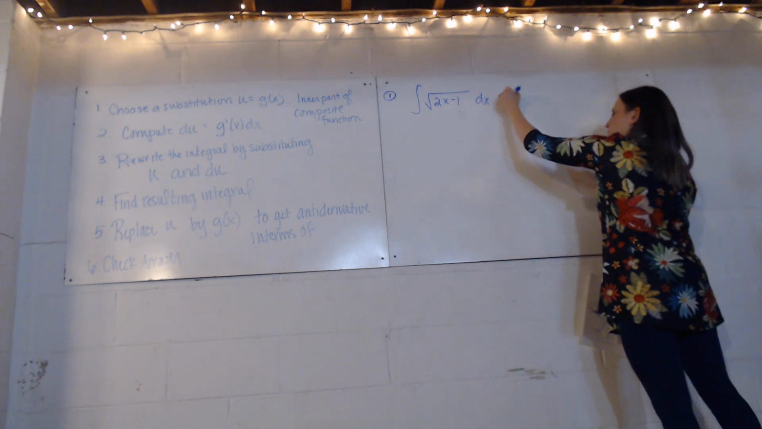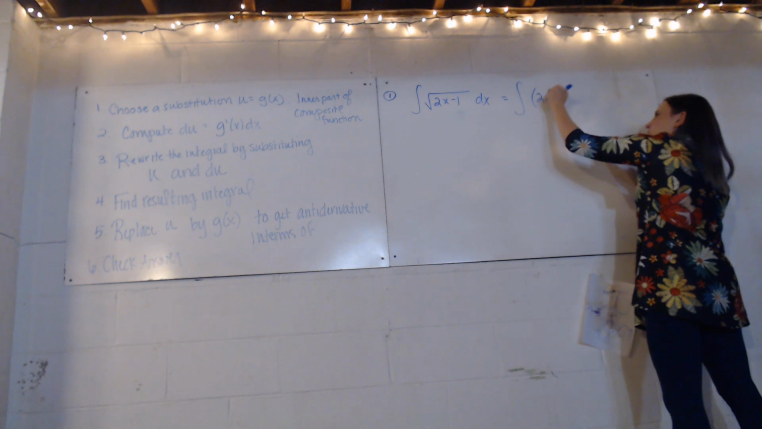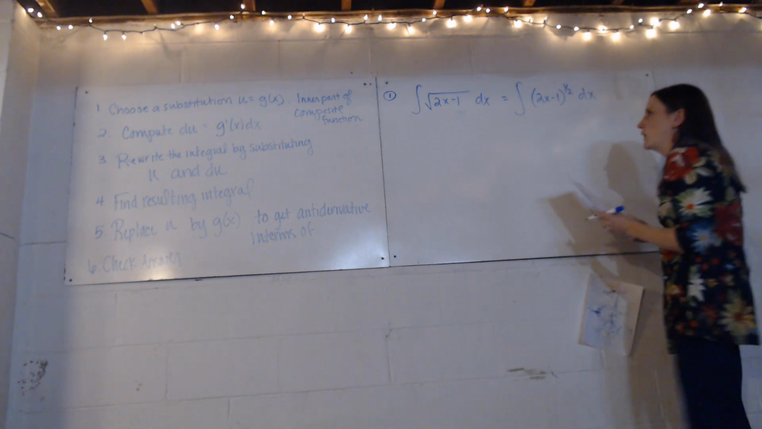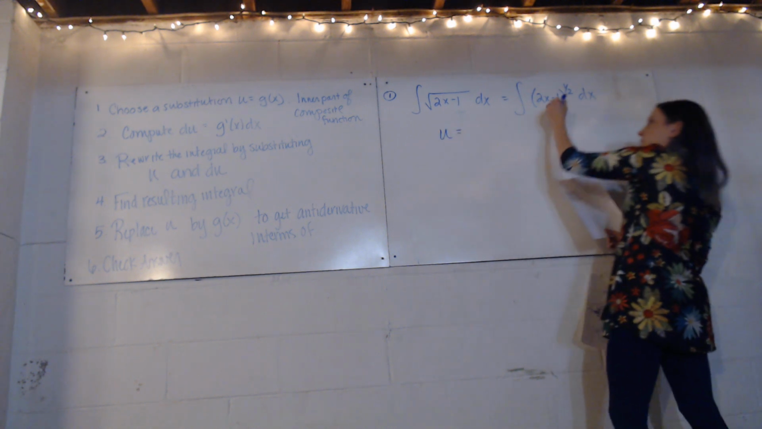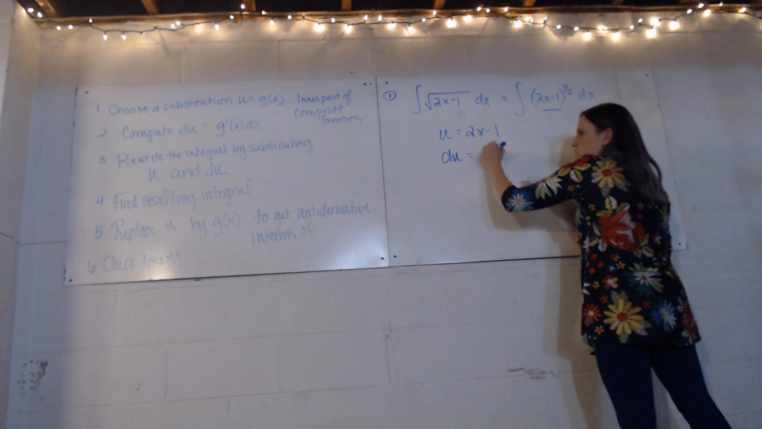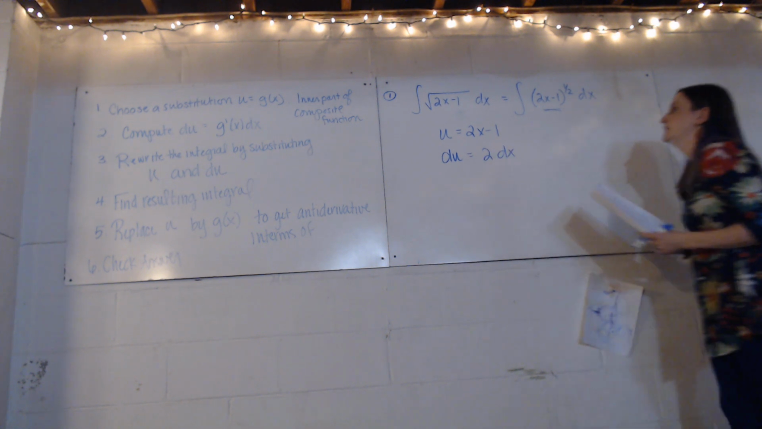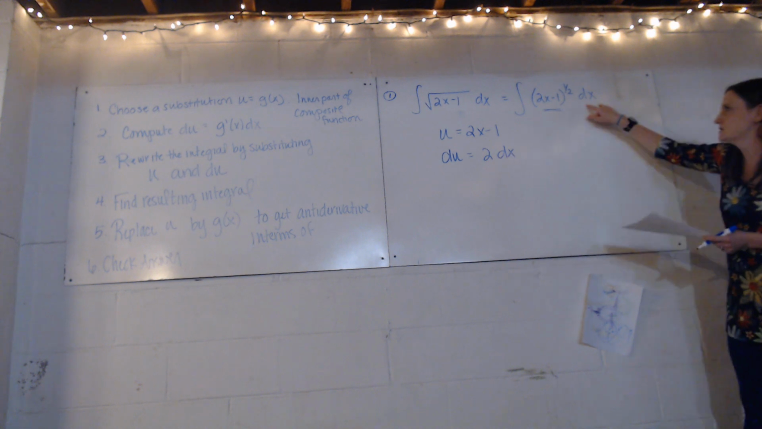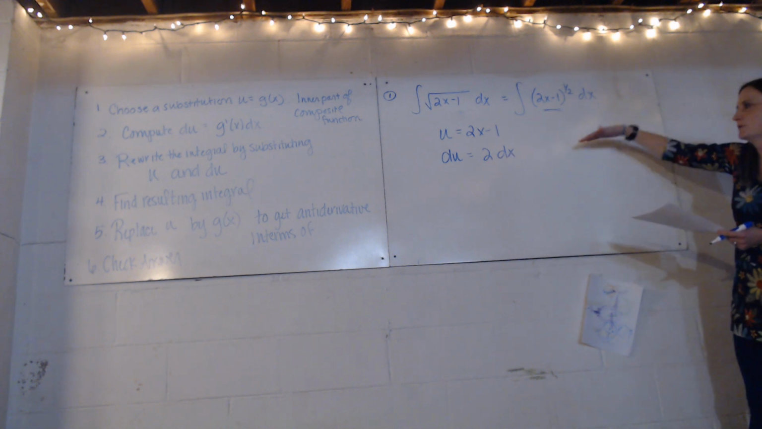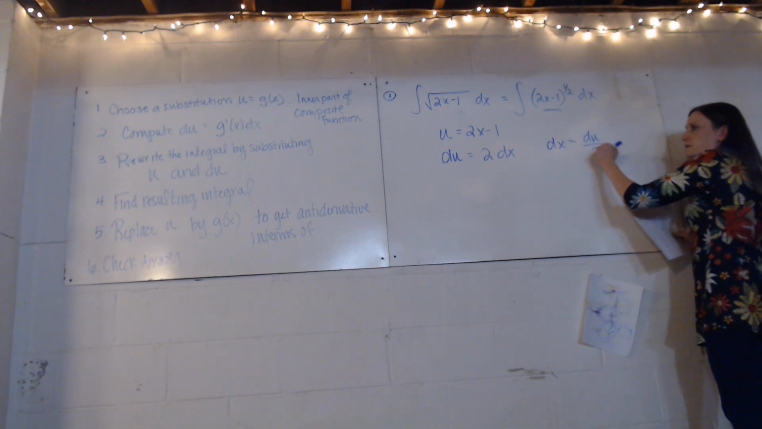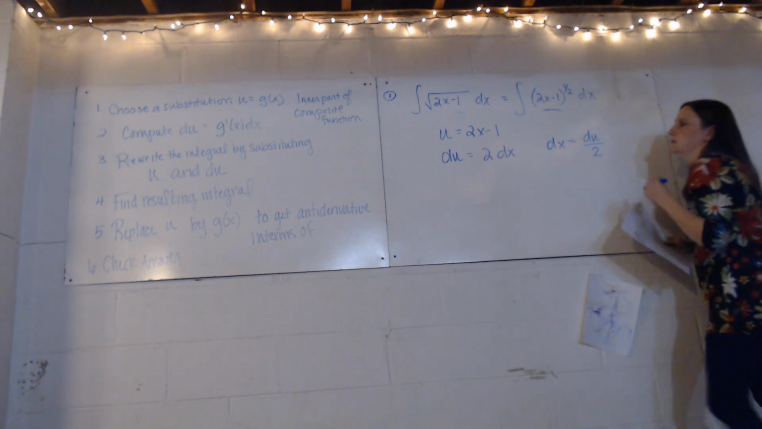Okay, so I would rewrite this personally as (2x minus 1) to the 1/2 dx. All right, so I'm going to let u be my inner function, which is 2x minus 1. du is equal to 2 dx. Now, here there's no 2 in front of the dx. So this is where we'll have to substitute a little bit differently. dx is equal to du divided by 2, right? I'm just basing that on this.